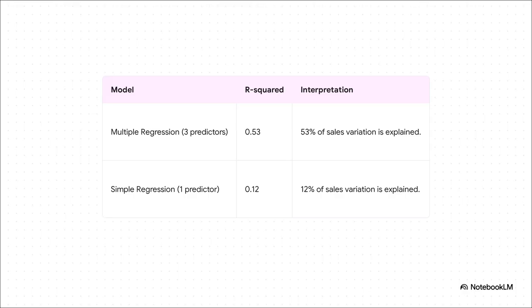So let's look at our 2 models. The simple one, with just one predictor, explains only 12% of what's going on with sales. Kind of weak, right? But look what happens when we add 2 more predictors. Boom! We jump all the way to 53%. Clearly, the bigger model is doing a much better job overall. But is every single part of that model actually helping?